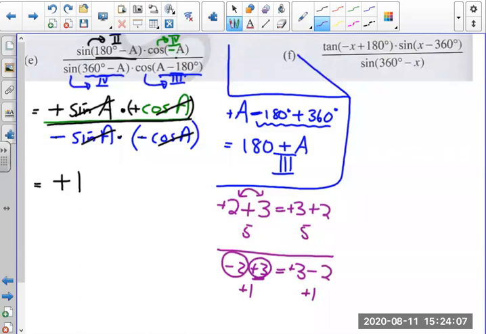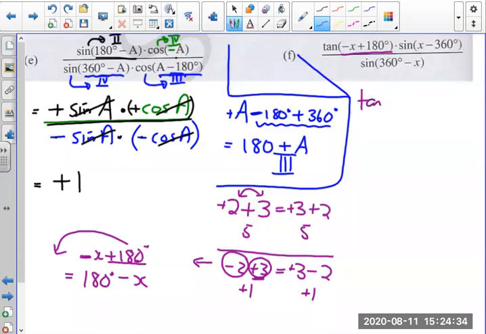So this is like the minus x plus 180. If I compare this with minus x plus 180, I'm just going to write the plus 180 in front, and I'm just going to add the minus x. So I just wrote this one in front here. Minus x plus 180 is the same as 180 minus x. So this one I can write as tan(180 - x).